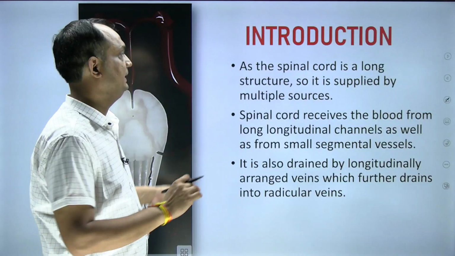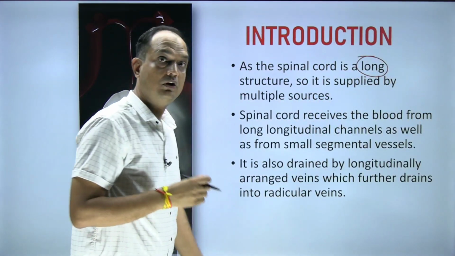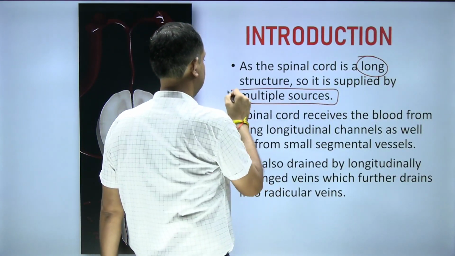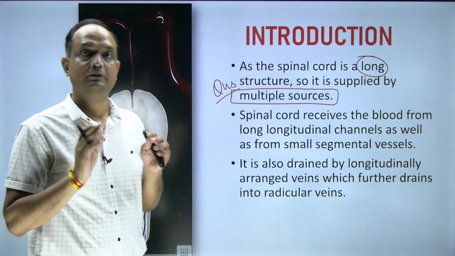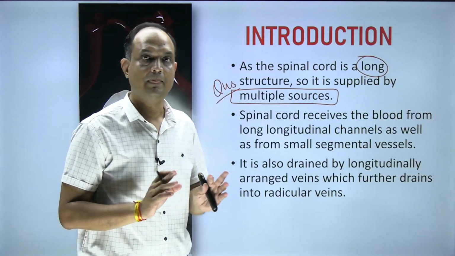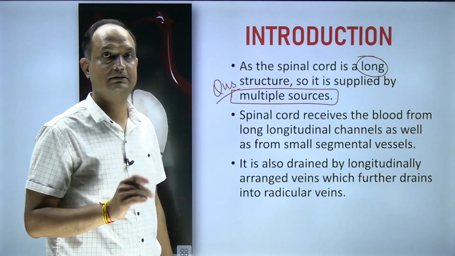Now as you know, the spinal cord is a very long structure, and because it is a long structure, it is supplied by multiple sources. So this is the first line which you have to write down in your answer, that the spinal cord is supplied by multiple sources. Clear? Now what are these sources? That we will discuss in the coming part of this lecture.